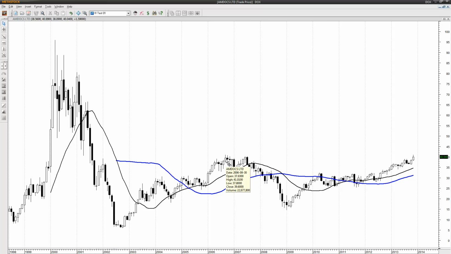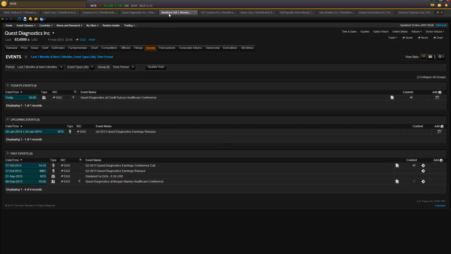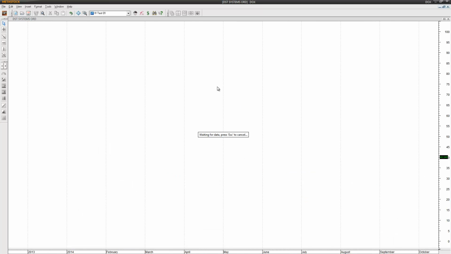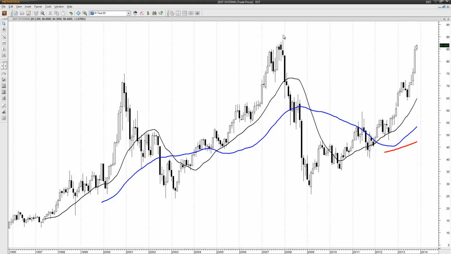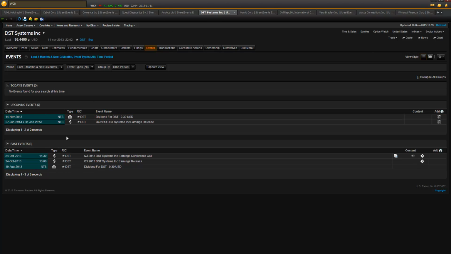Next chart, Amdocs. I'm using this high print or high peak of 41.10 back in 2006. That's the level. Check for earnings. No earnings or any other major event coming in the near future. DST Systems, we got a very defined high pivot, high peak here at 88.72. Check for any earnings. DST, nope.